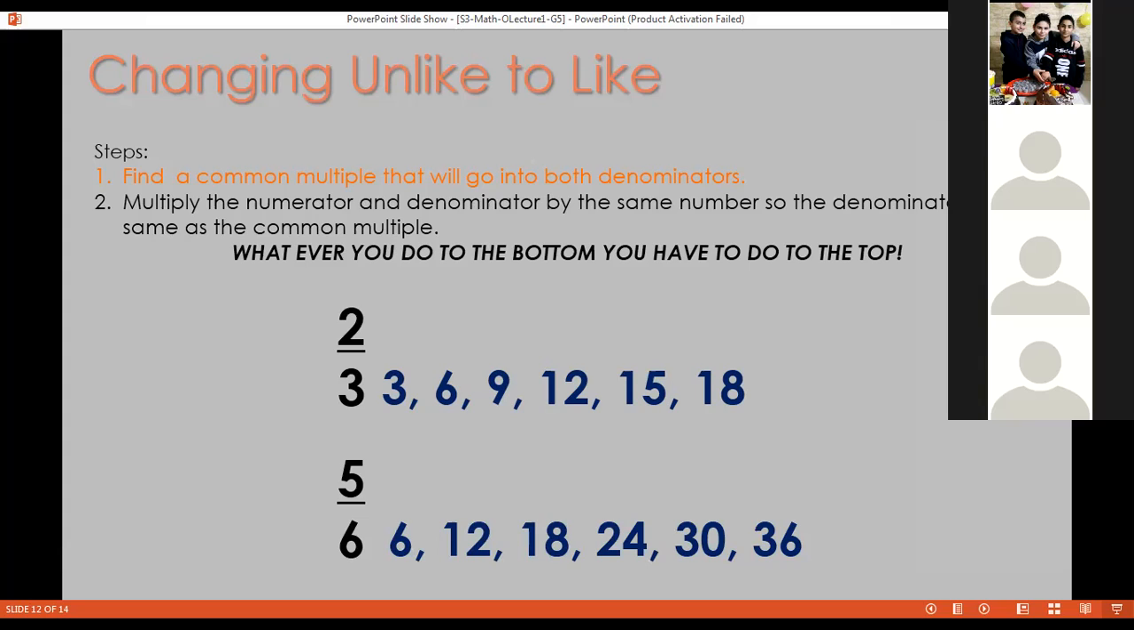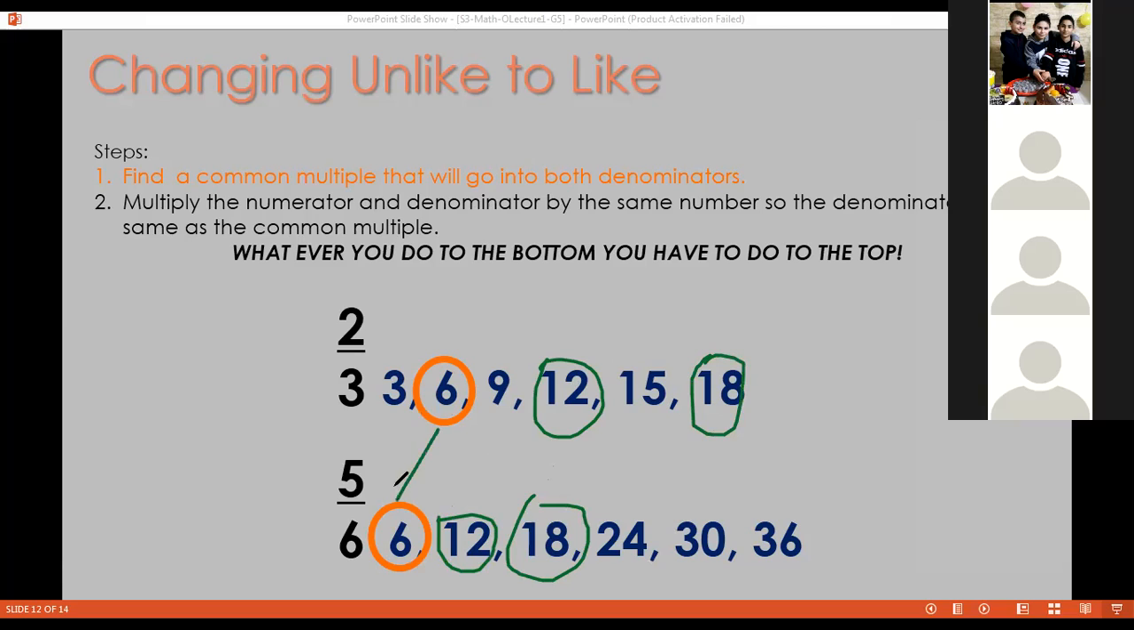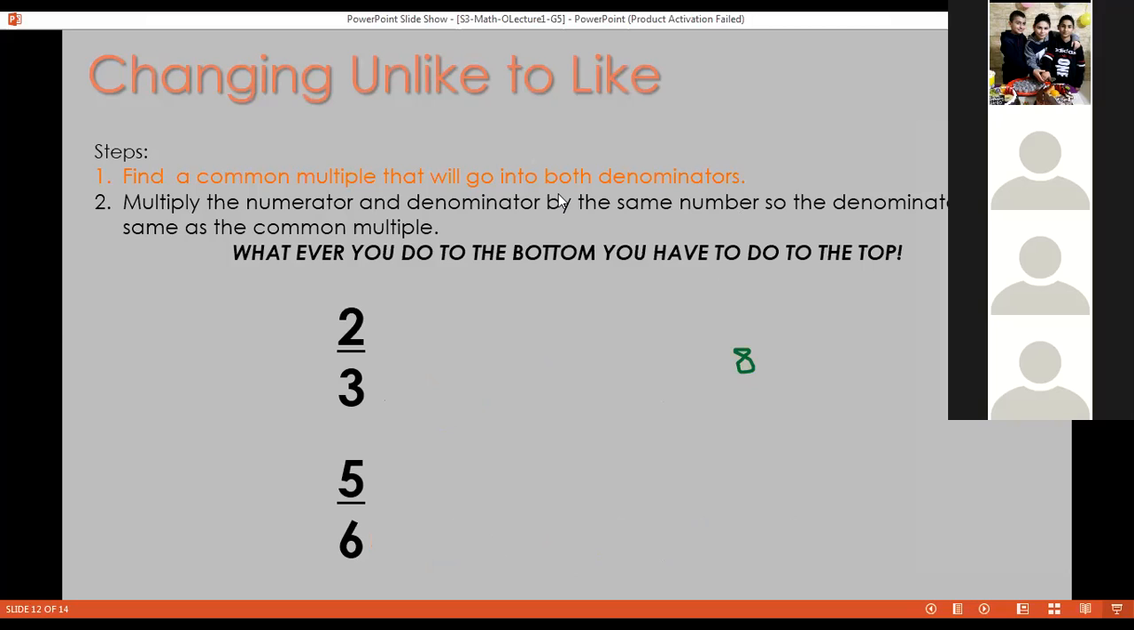What do we have in common? We have 6, 12, and 18. Very good. But what I care about is the least common multiple, which is 6. So now we know that our common multiple is 6. That means I have to make both of them denominator 6. So this fraction should be over 6 and this fraction should be over 6.